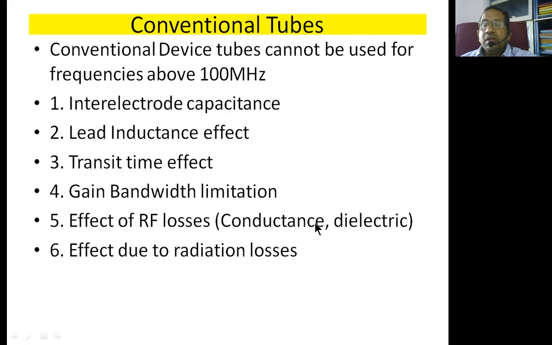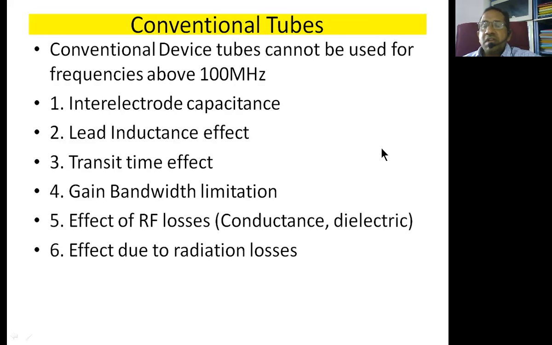Now, before we go to discussing the reflex klystron, why are we going towards microwave tubes? We are going to microwave tubes to overcome the difficulties that we normally face when we transmit microwave signals through conventional tubes. So what are the drawbacks of conventional tubes in transmitting signals in the microwave frequency range? The drawbacks are listed here. They are known as inter-electrode capacitance, lead inductance effect, transit time effect, gain bandwidth limitation, effect of radio frequency losses, and effect due to radiation losses.